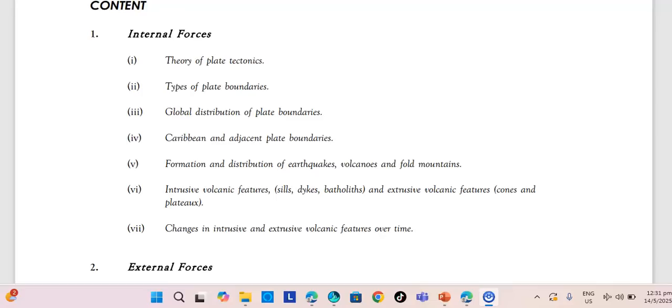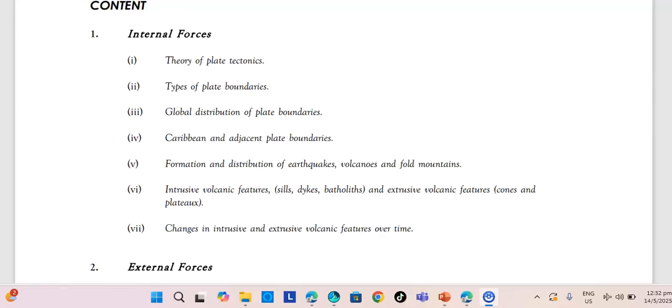Now, the term that I want you to think about when you are explaining convergent boundaries is crashing together. When we are talking about divergent boundaries, I want you to think about pulling apart. When we are talking about convergent boundaries, I want you to think about crashing together. Now, this is when two plates push against each other. One plate might go under the other, or they might both push upward, forming mountains.